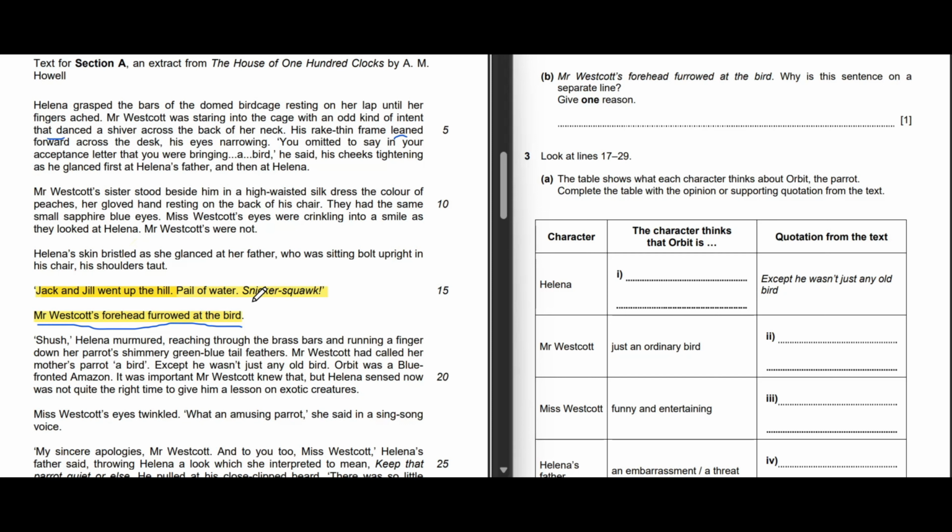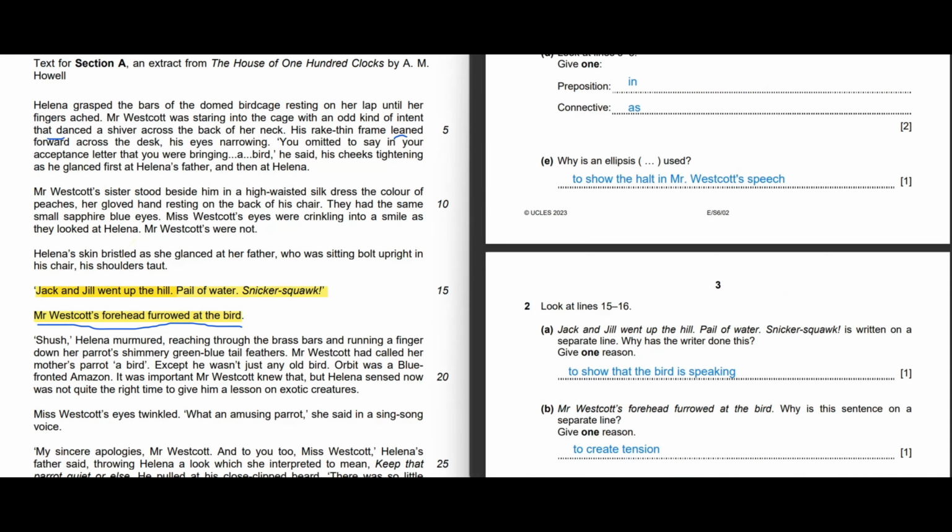Okay guys, let's open up the answer. So the example correct answer is to create tension. So this is on separate line to create tension, or you may also say to shift the attention to Mr. Westcott. That's also possible. Right, if you have any other possible answer, you may write down in comment section, so who knows, it will be helpful for others.